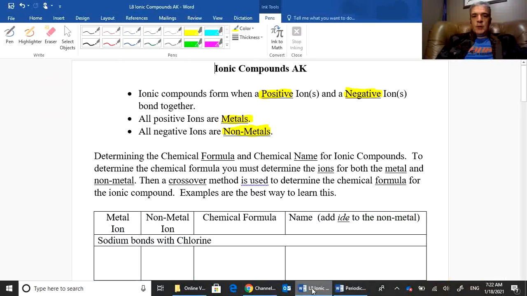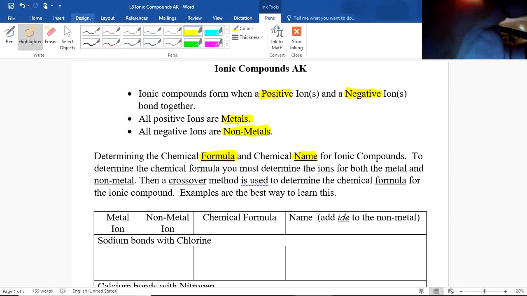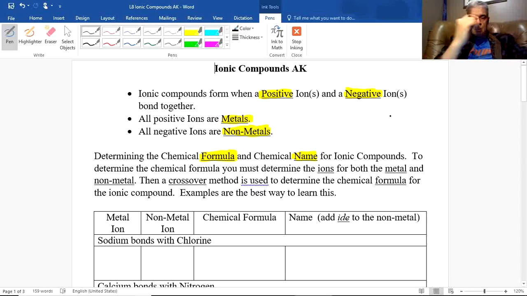So determining the chemical formula is what we're going to try to do in this lesson, and how we write the chemical name. Remember, a chemical formula is like H2O or C6H12O6, which is glucose, a complicated compound. That's the chemical formula. We're going to learn how to do that for ionic compounds in this lesson.